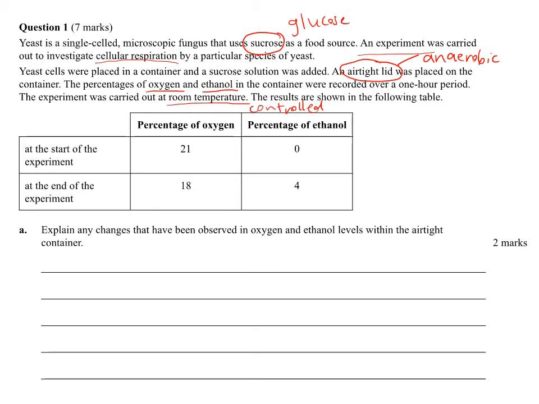at a certain point. Now it's shown us here the percentage of oxygen and the percentage of ethanol in the container at the start of the experiment and at the end. So this was after 60 minutes, 1 hour. So at the beginning of the experiment, there is 21% oxygen, and by the end, there is 18% of oxygen. So the oxygen in the container has decreased from the start to the end. If we look at ethanol, at the beginning there is no ethanol in the container, and by the end that has increased and there is 4% ethanol.